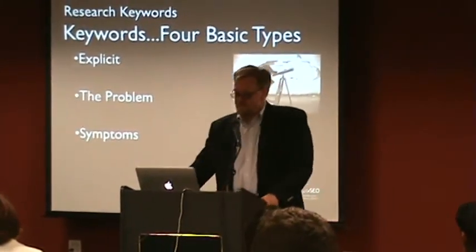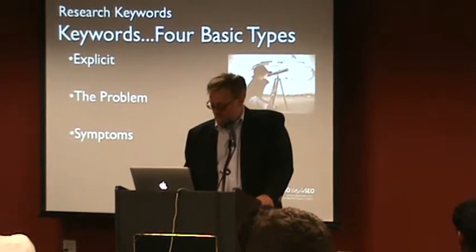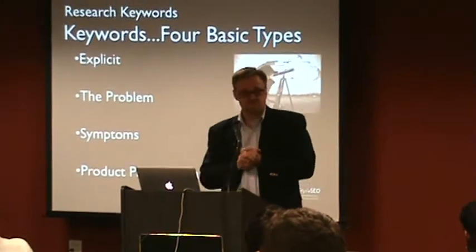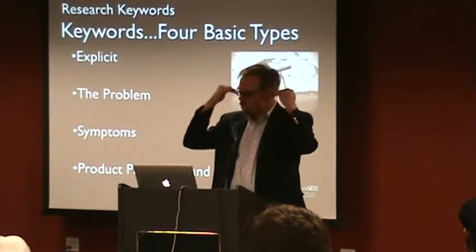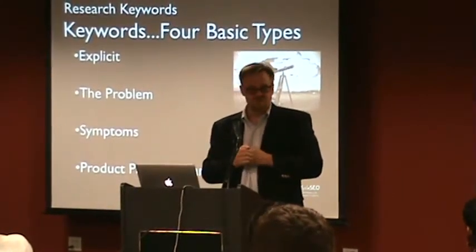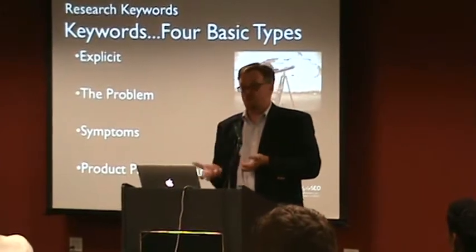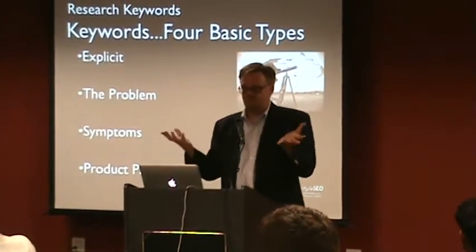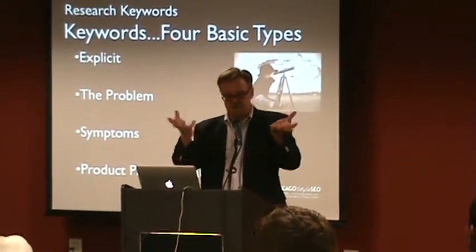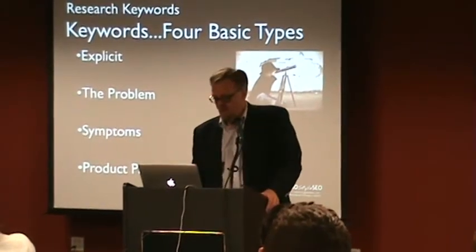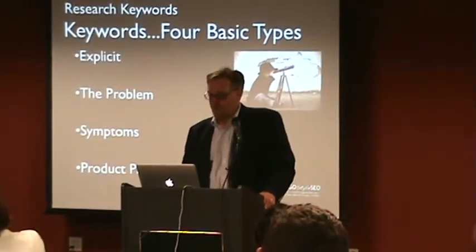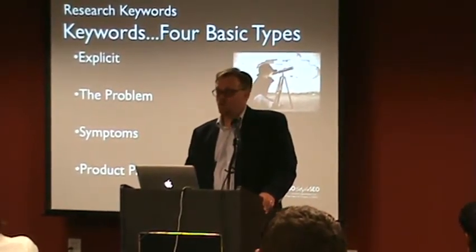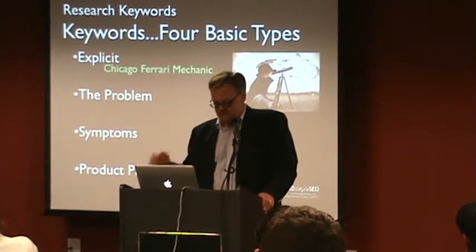So, different types of keywords. There are basically 4 different kinds of keywords. Explicit, problems. Okay? So explicit is somebody's just typing in what they want into the search bar. The problem is they're typing their problem in to the search bar. And you have symptoms of the problem, people typing in what they can see. They might not understand the problem, but they can see here are the symptoms. Or the holy grail is they're typing in a product number. Okay? They're looking to buy.